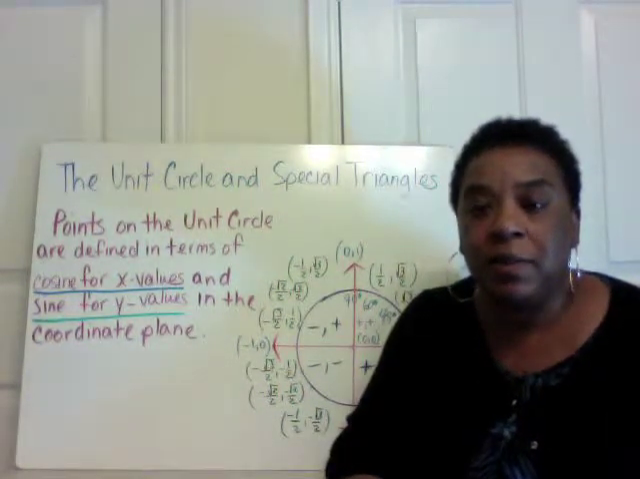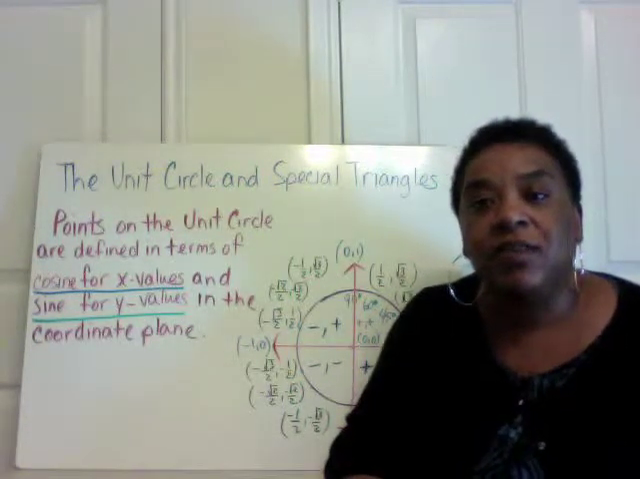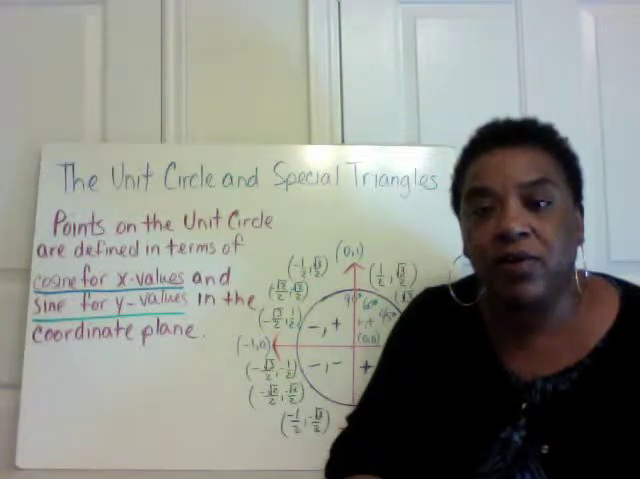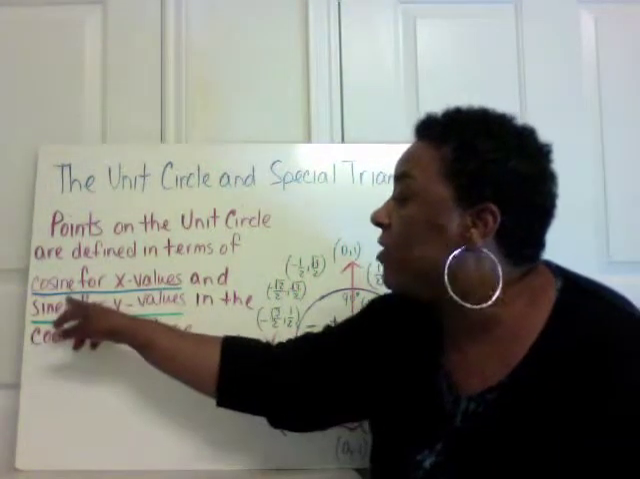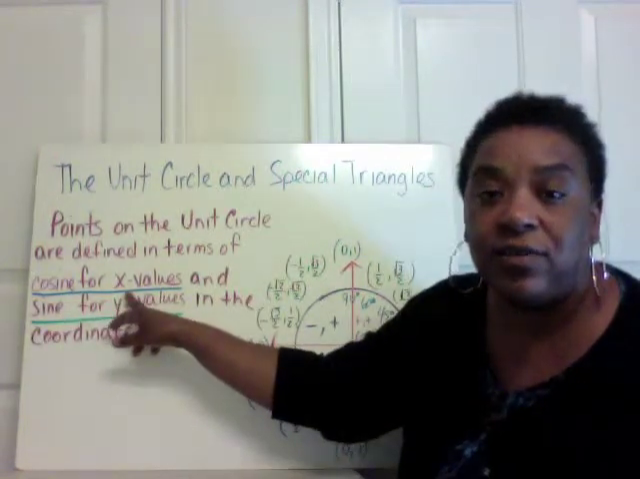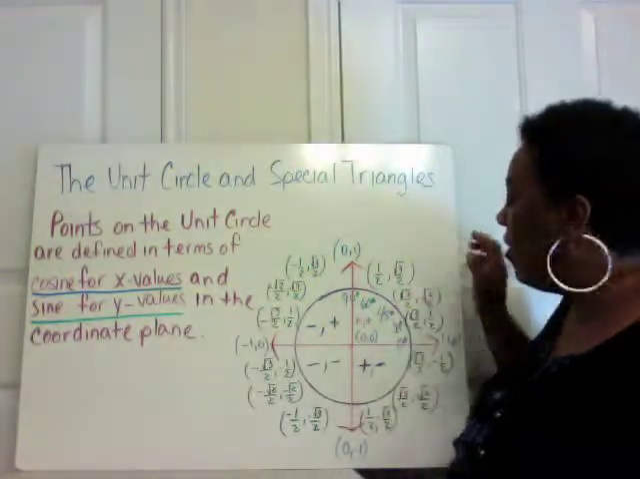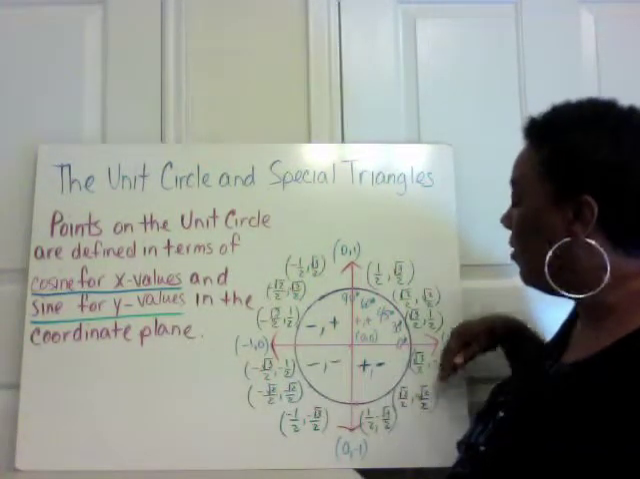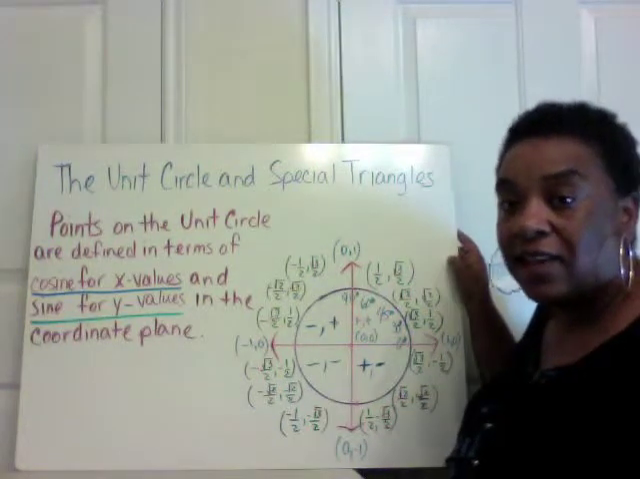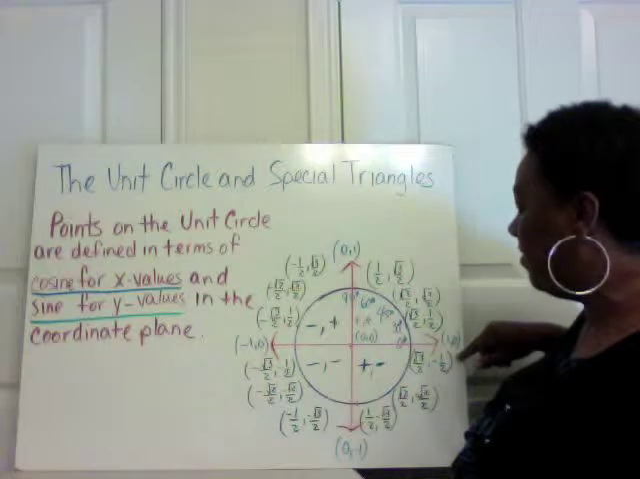Now we use the trigonometric ratios from our special right triangles to derive the coordinate points for the unit circle in the coordinate plane. Cosine represents the x values and sine represents the y values. So here's a picture of the unit circle with the coordinate points for the common angles that we find in the unit circle. So at 0 degrees we have the point 1, 0.